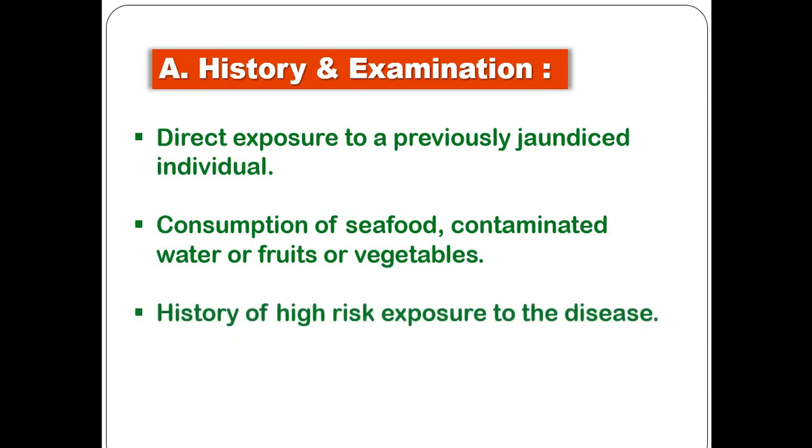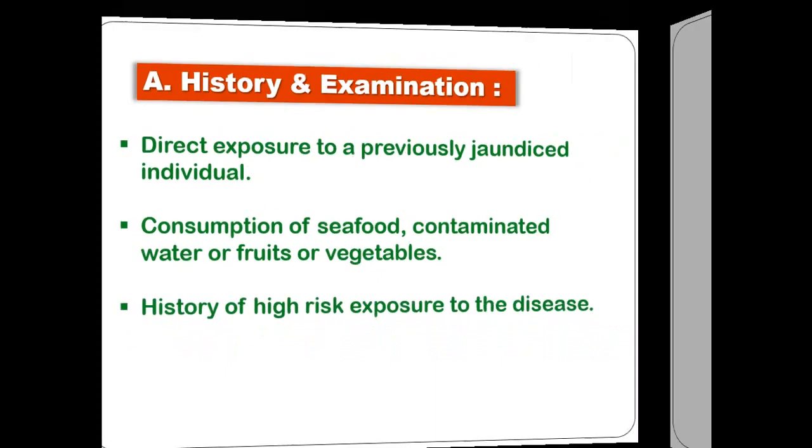And history of high risk exposure to the disease, like a chronic disease or use of clotting factors, or travel to an endemic area. The examination will be for the signs of icterus like jaundice, tender hepatomegaly, and if there is splenomegaly, and of course for the fever.